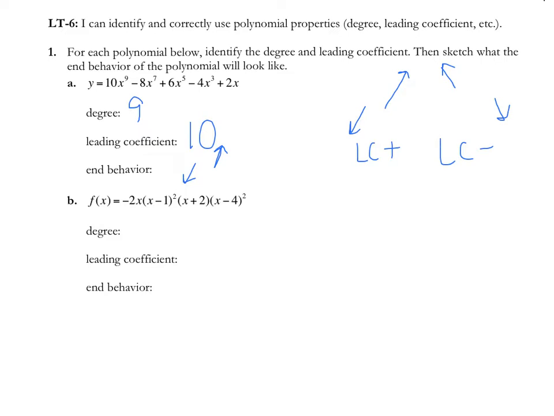So let's move on to our next polynomial. This one is a little bit harder because it's not all written out nicely in standard form. So we're not going to be able to just see really clearly what the degree is going to be. We can see already that the leading coefficient is -2, but we need to do a little bit of thinking about what the degree is going to be. So let's look at some of these factors. Here we have an x, here we have x minus 1 all squared, here we have another x, and here we have an x minus 4 all squared.